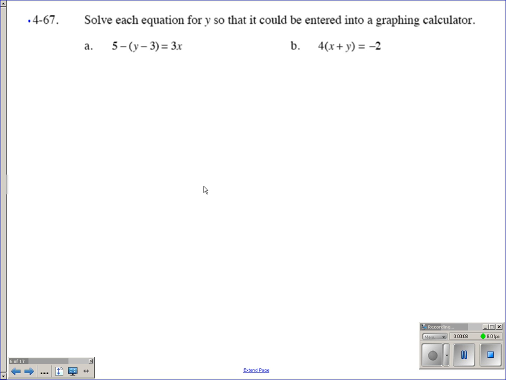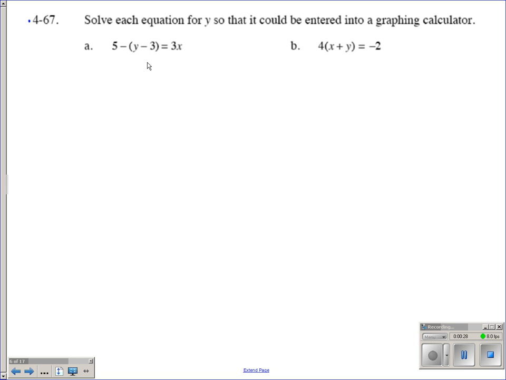4-67. Solve each equation for y so that it could be entered into a graphing calculator. Sounds easy enough. We've got problem A here. 5 minus the quantity of y minus 3 equals 3x.